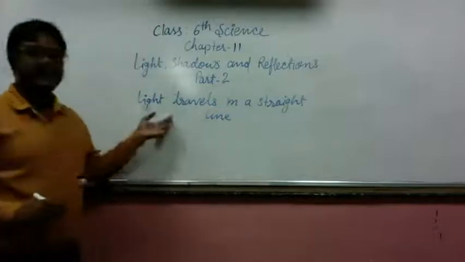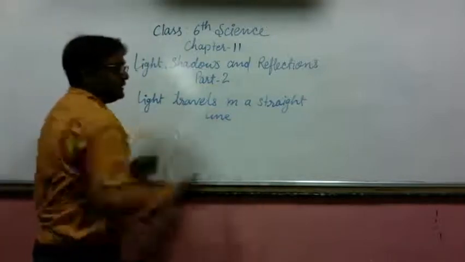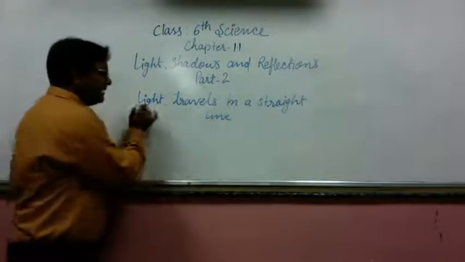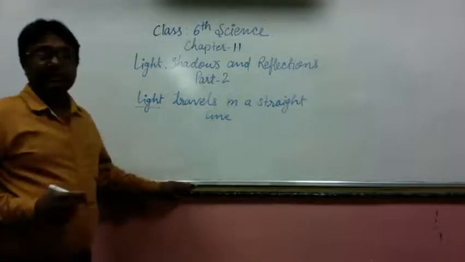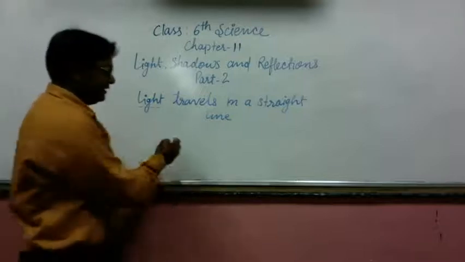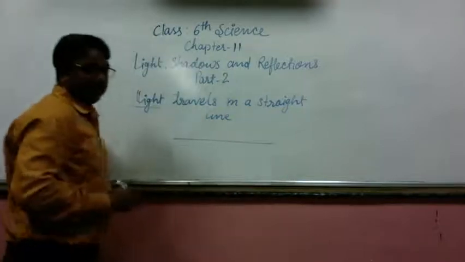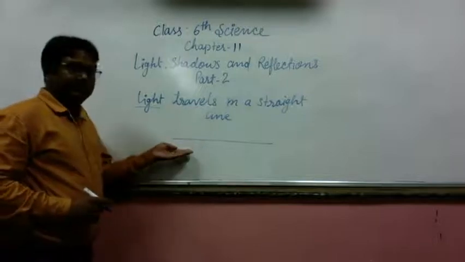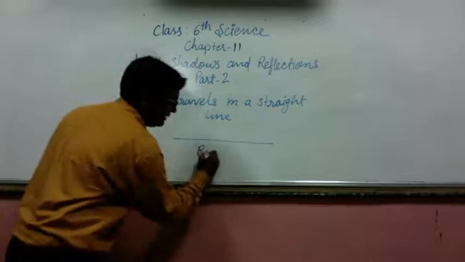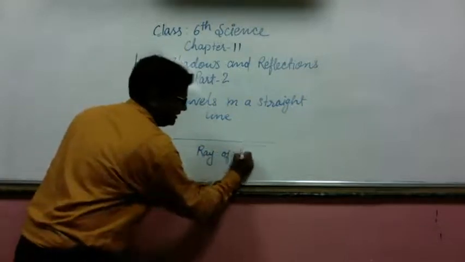So students, as I said, light travels in a straight line, what does that mean? From the source of light, as light rays come out, they travel in a straight path, in a straight line. So this straight line of the light is called a ray of light. What are we calling it? Ray of light.